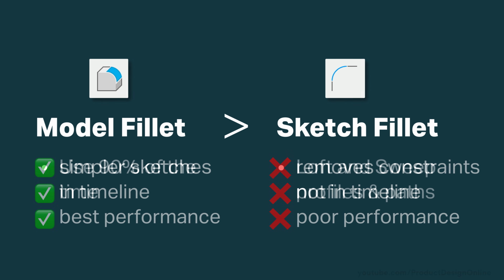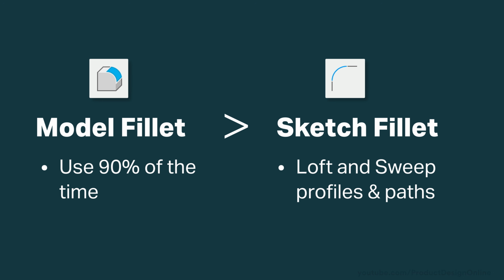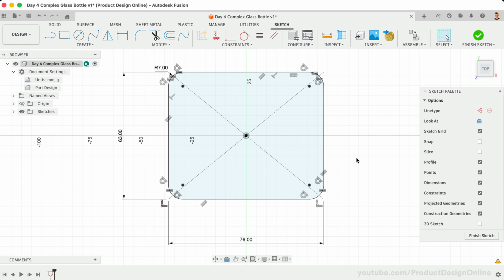However, lofts and sweeps represent 2 common use cases where sketch fillets remain necessary for many desired shapes. Adding these rounded edges to the sketch profiles ensures the Loft tool generates a smooth, continuous surface. The first profile is now complete.